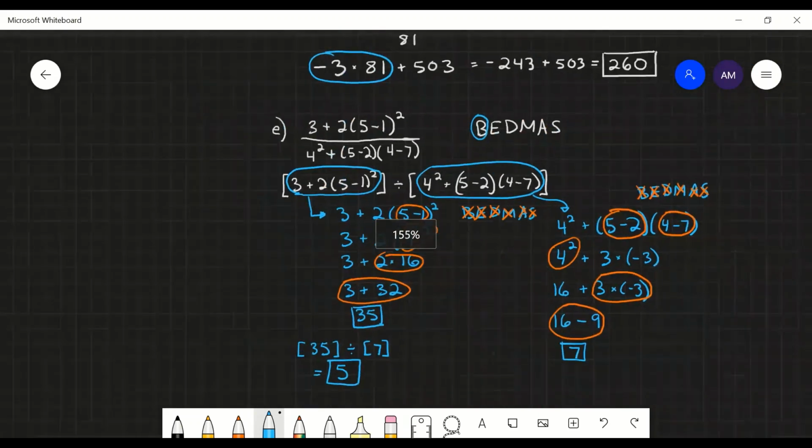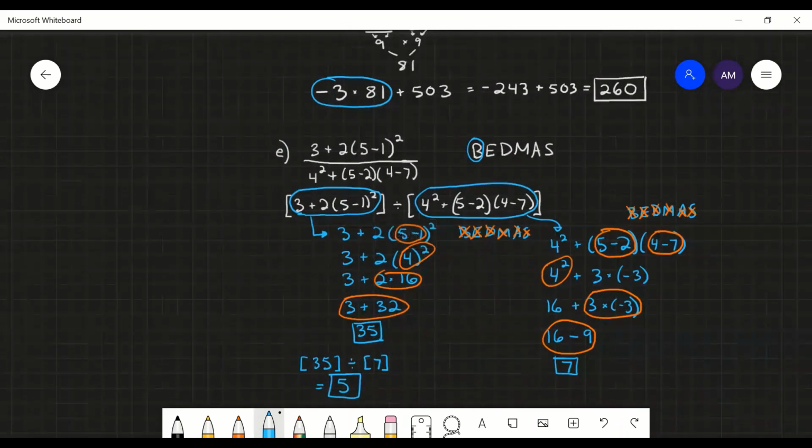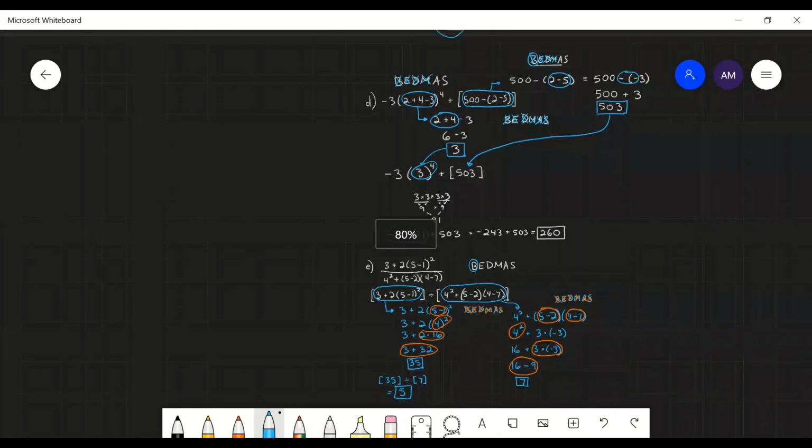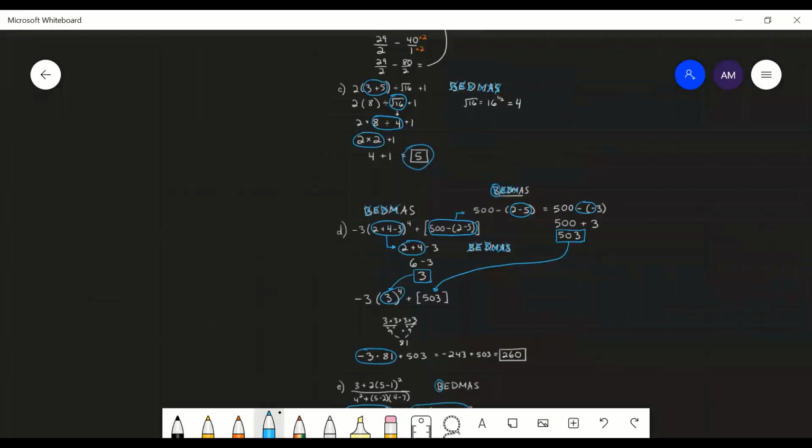So as you can see, these can get pretty complicated, but if you take your time and you just follow BEDMAS, it doesn't have to be so bad. It sort of just breaks this down into step by step.